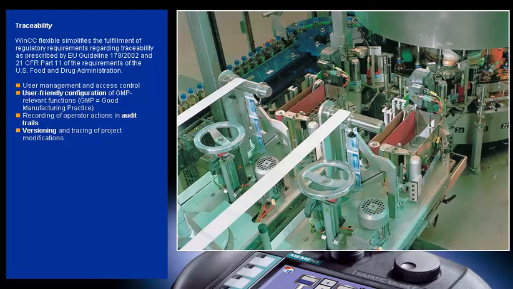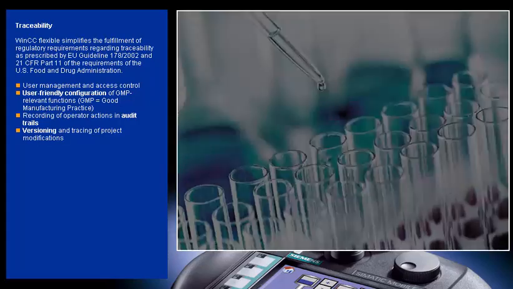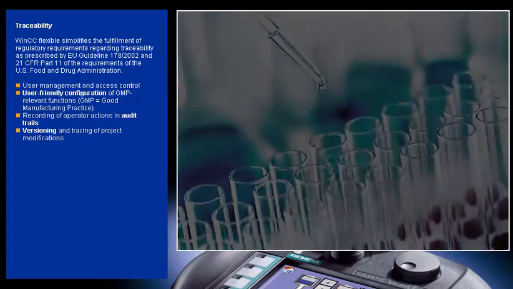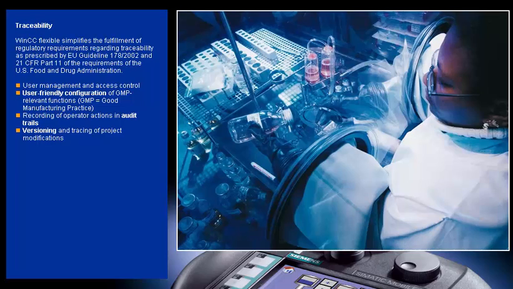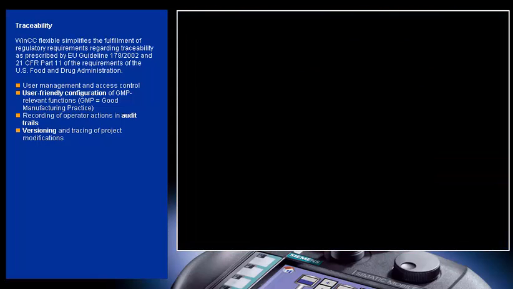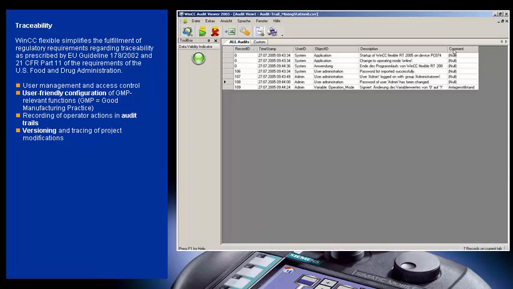If you are a machine or plant builder who must satisfy high demands on the quality of both products and the manufacturing process, WinCC Flexible's audit and change control options provide considerable support. With the aid of these options, WinCC Flexible simplifies the fulfillment of statutory demands on traceability in accordance with EU Guideline 178/2002 and 21 CFR Part 11 of the U.S. Food and Drug Administration requirements.